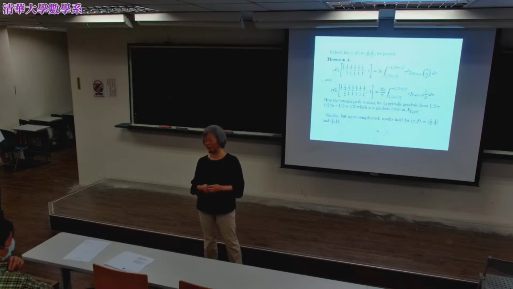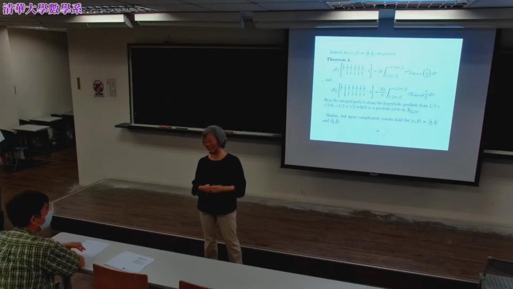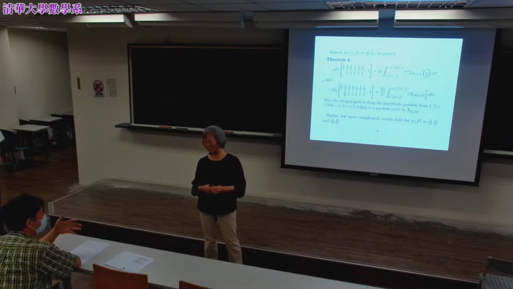Good question. It makes me think. So we know that E2, E4, and E6 satisfy a set of first order ODEs. That was found by Ramanujan. So is that related to the second order ODE satisfied by 2F1? I do not know.